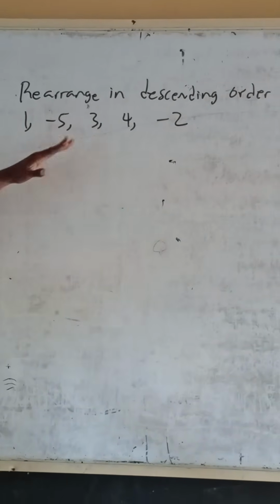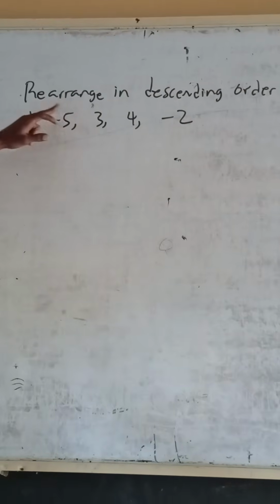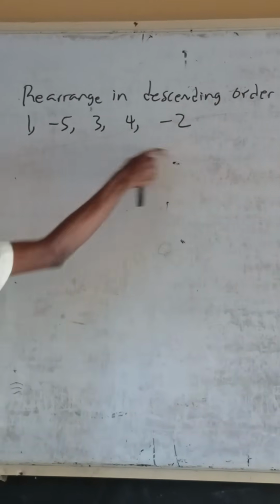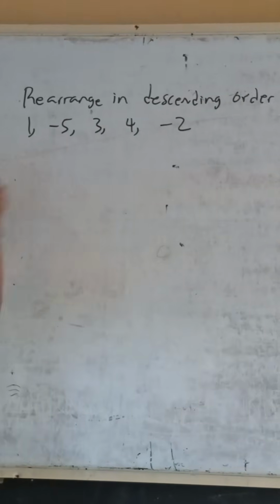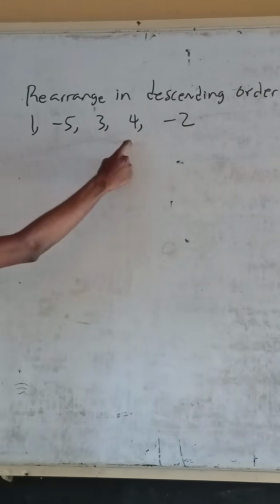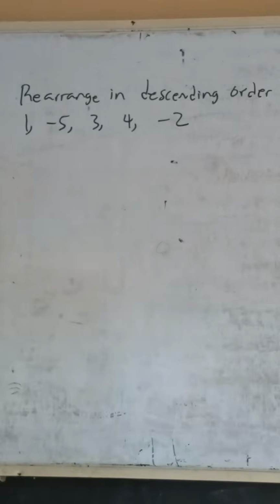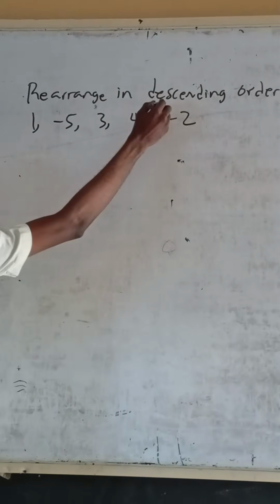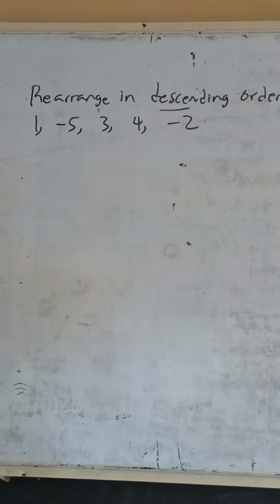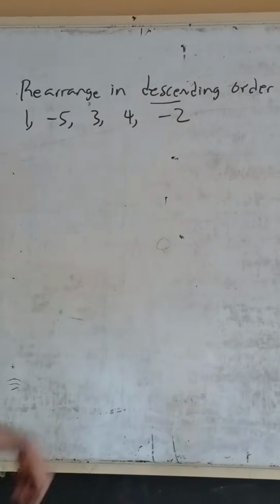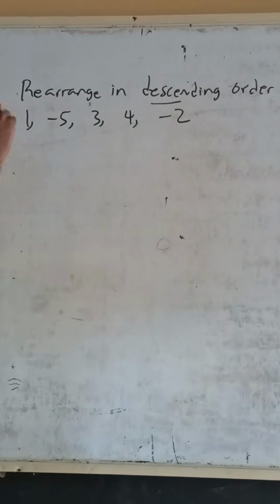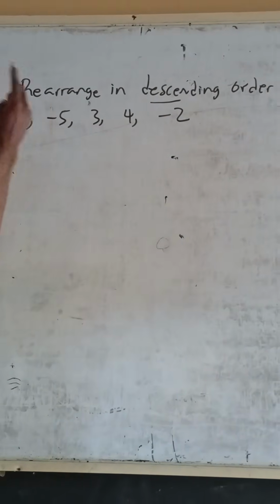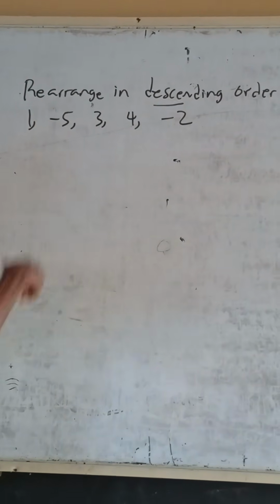We have a question on the board. Rearrange in descending order these numbers: 1, -5, 3, 4, and -2. Before I continue, let's explain the meaning of descending. Descending means from up to down, from the highest to the lowest. That's descending order, from the biggest to the smallest.